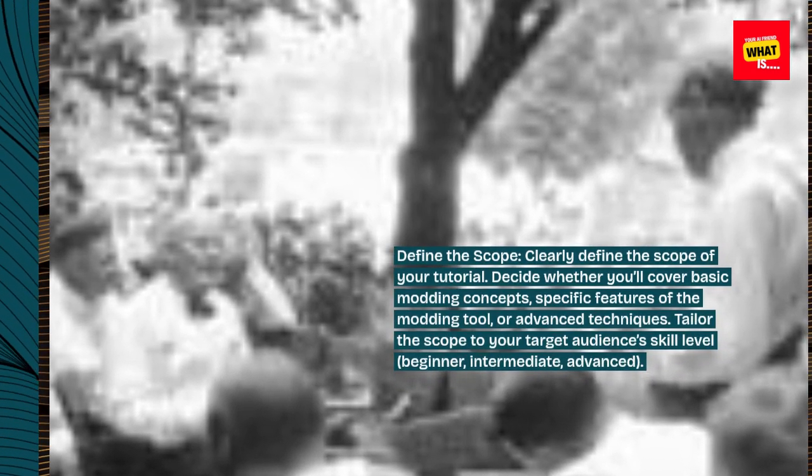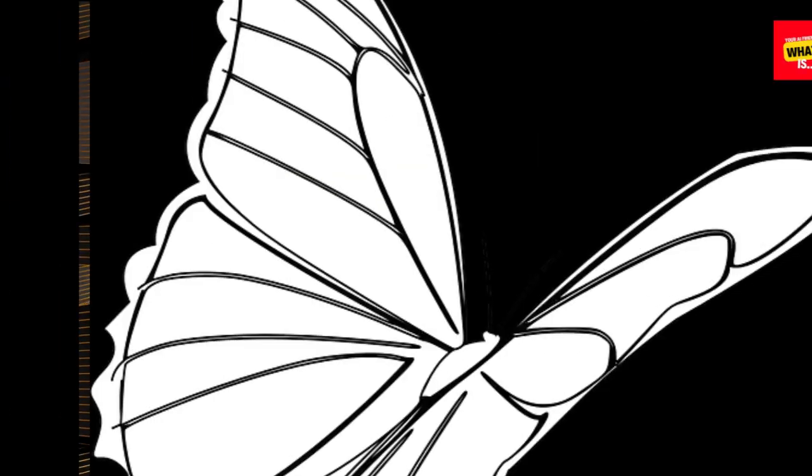Define the scope. Clearly define the scope of your tutorial. Decide whether you'll cover basic modding concepts, specific features of the modding tool, or advanced techniques. Tailor the scope to your target audience's skill level: beginner, intermediate, or advanced.